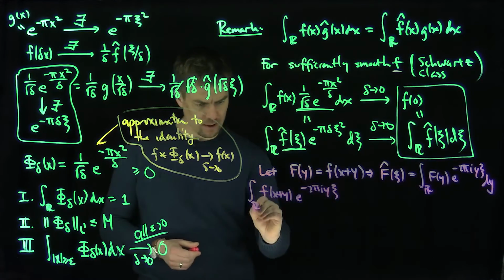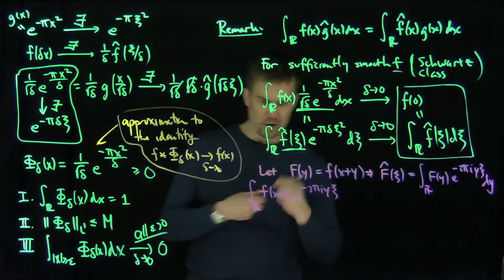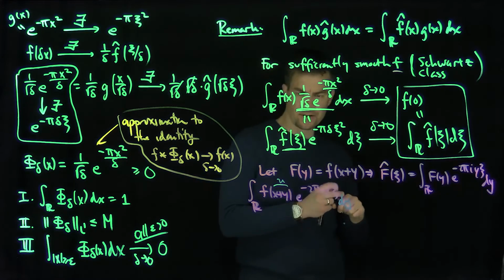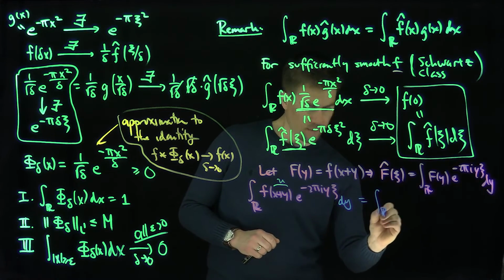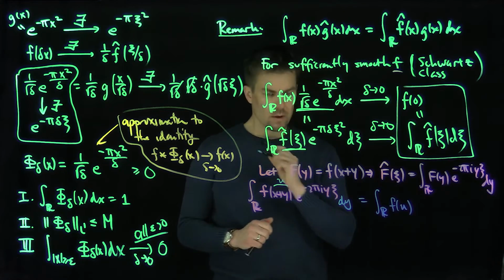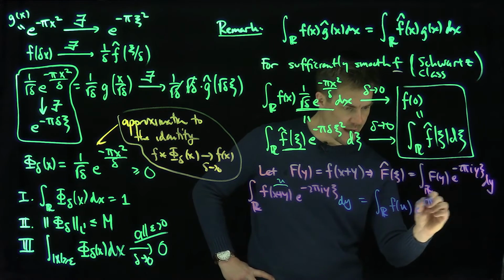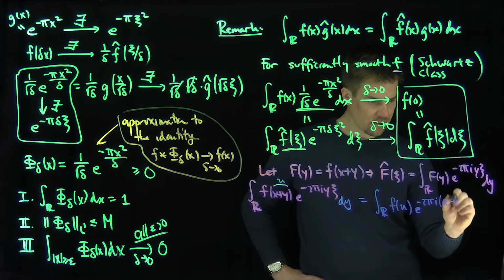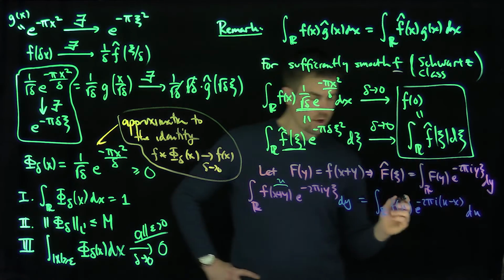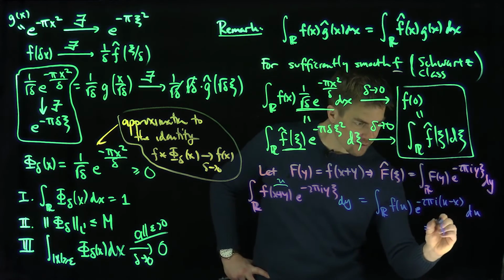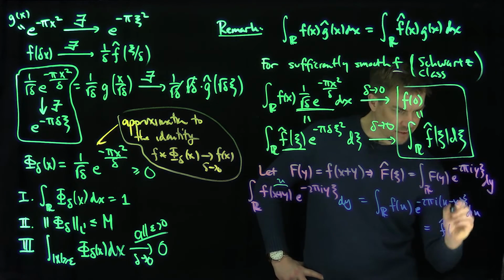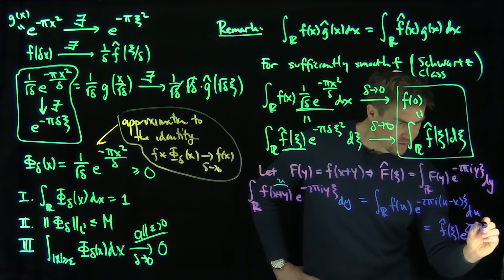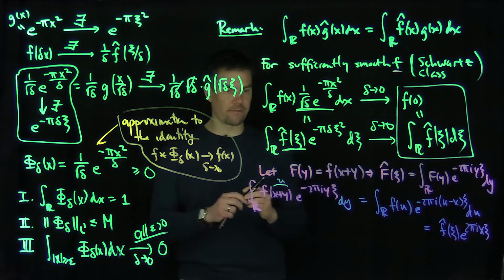Now we can change variables over here, right? How am I going to change variables? I'm going to let this thing over here be my u. And of course I have a dy over here, so dy is going to be du since x is fixed, and this is going to turn into the integral over R of just f of u, e to the minus 2 pi i, and then y is really u minus x, du. So in other words, this is just the Fourier transform of f. This is just f hat of xi times e to the 2 pi i x xi. Great, that's an important fact over there.